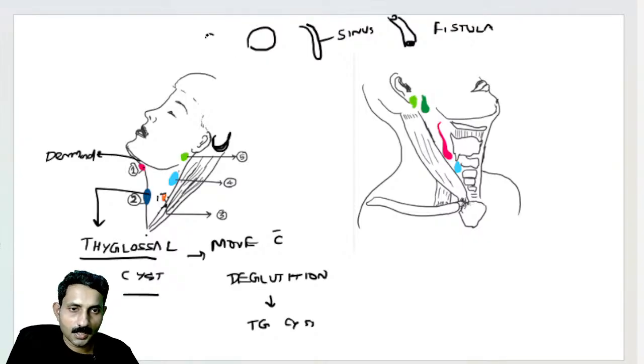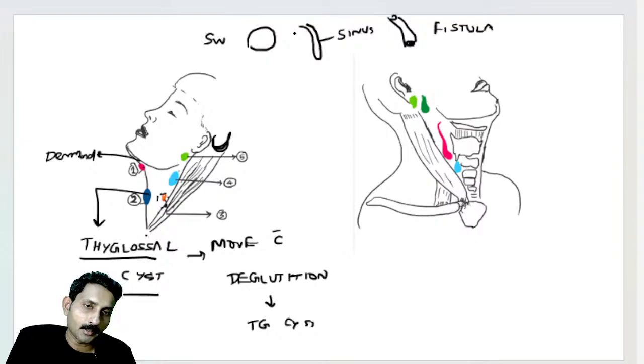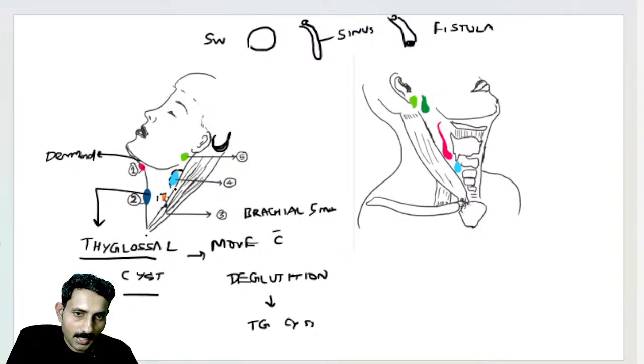So these are surgical terms. This is called swelling. This is sinus. Sinus means what? A blind end. Usually it is a blind end. Even our ear and our paranasal sinuses are like a blind end. So one end is open, the other end is closed. That is called a sinus. So if we have a sinus-like structure here, usually it will be a branchial sinus.